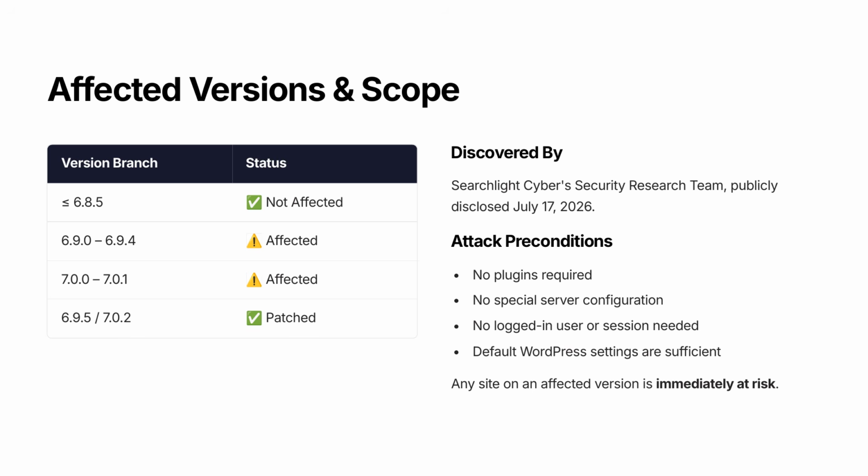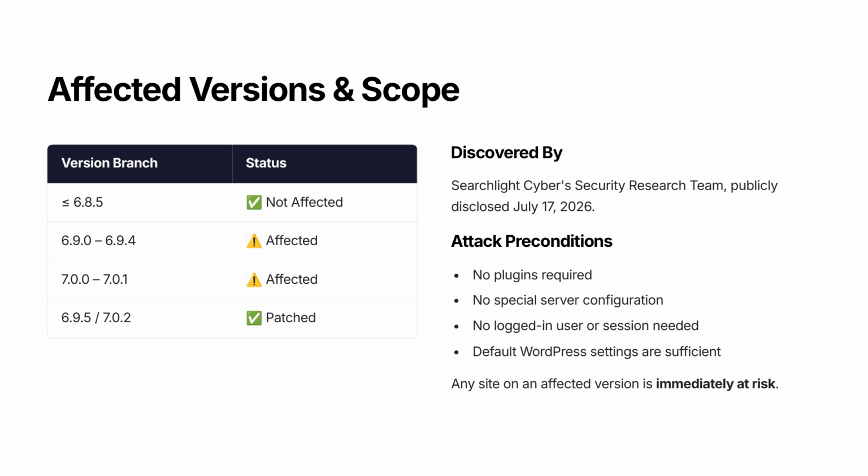Here's the scope of impact for this issue. Versions up to 6.8.5 are not affected. The vulnerable range includes 6.9.0 through 6.9.4 and 7.0.0 through 7.0.1. The fixes are available in versions 6.9.5 and 7.0.2. This was discovered by Searchlight Cyber's security research team and publicly disclosed on July 17, 2026.